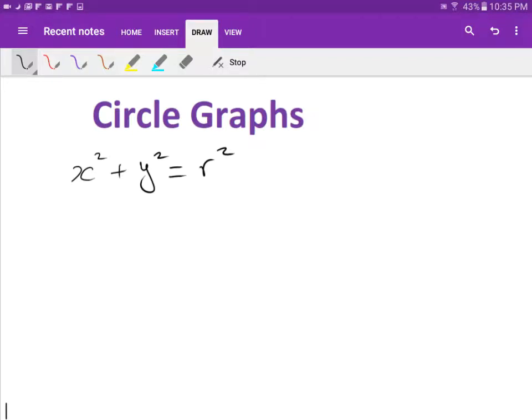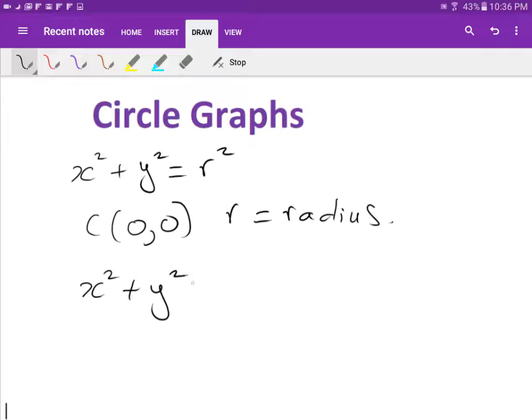So the general rule for a circle is x squared plus y squared equals r squared. This represents a circle whose center is 0, 0, and the radius is r. That is the general form for any circle. So let's say x squared plus y squared is equal to 1. What that means is the center of this circle is 0, 0, and the radius of this circle is 1.